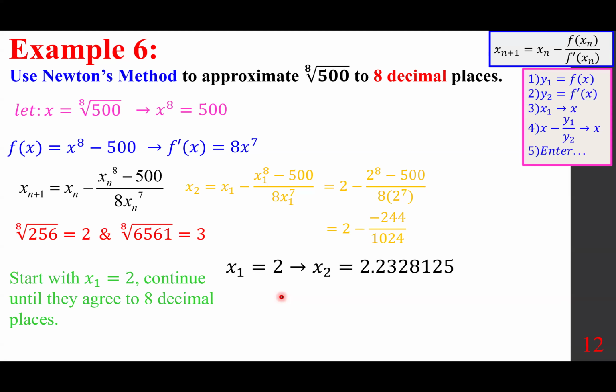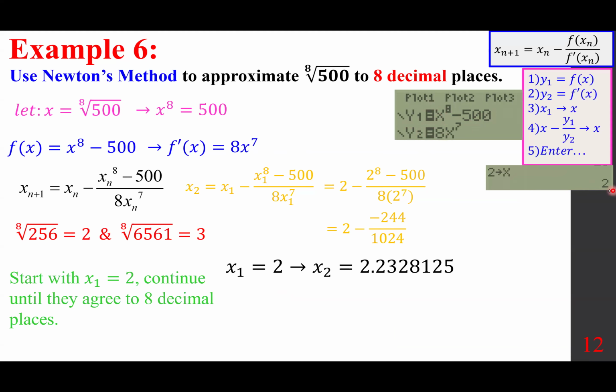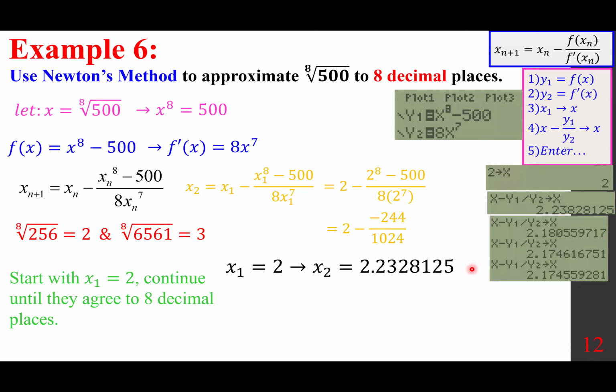So now, in y1 of the calculator, you put x to the power of 8 minus 500, f of x. In y2, you put f prime, which is 8x to the power of 7. You put the 2, you store it in x. And then you say x minus y1 over y2, store it in x, and it gives you this number. This is what we got. All you have to do is enter, enter, enter. So when you enter a number of times, you get a bunch of numbers.